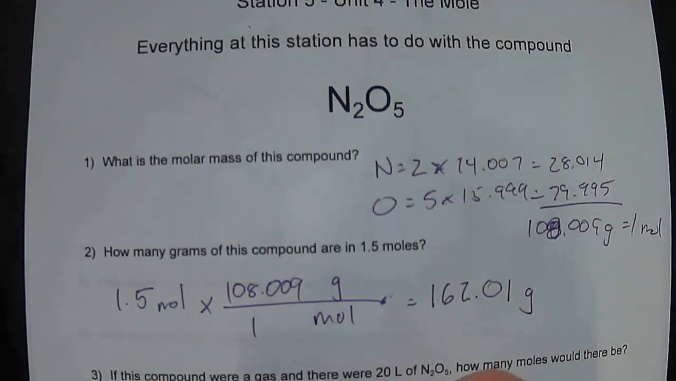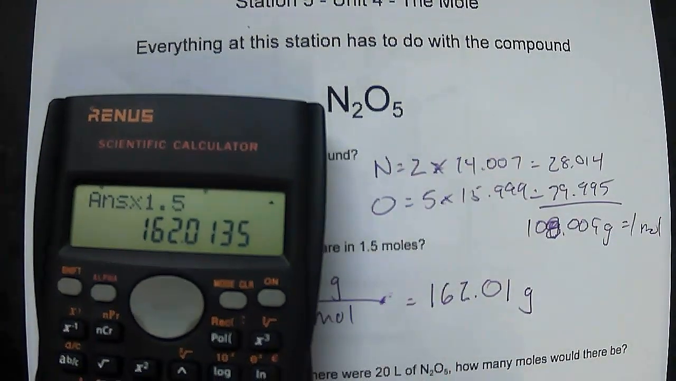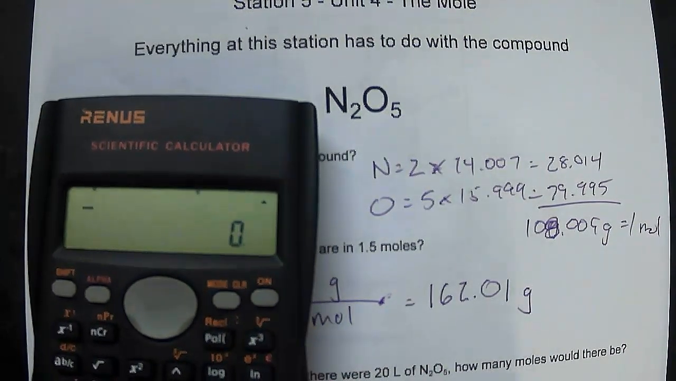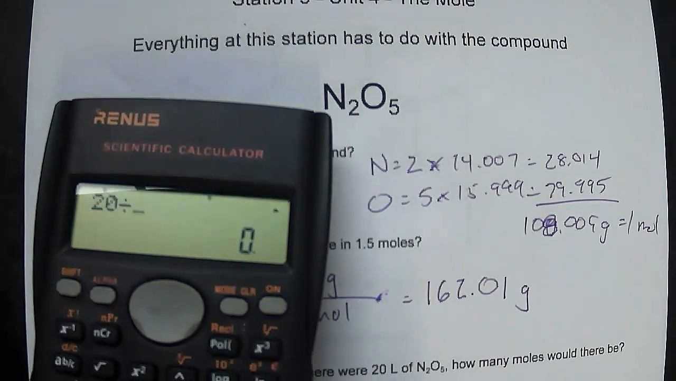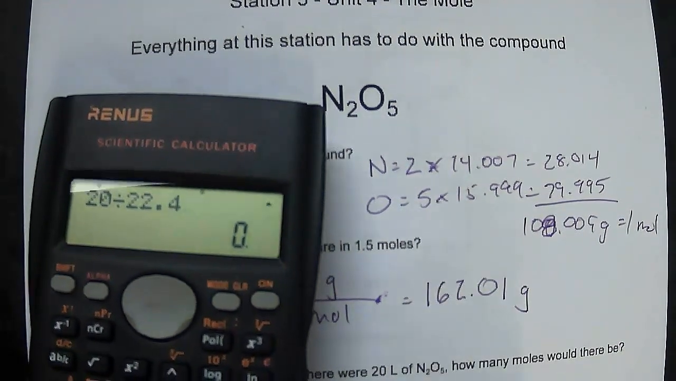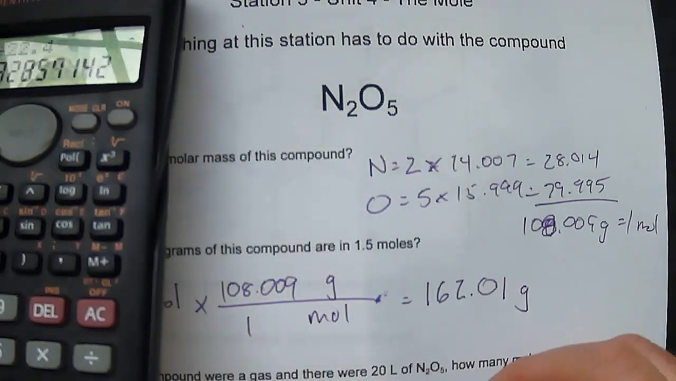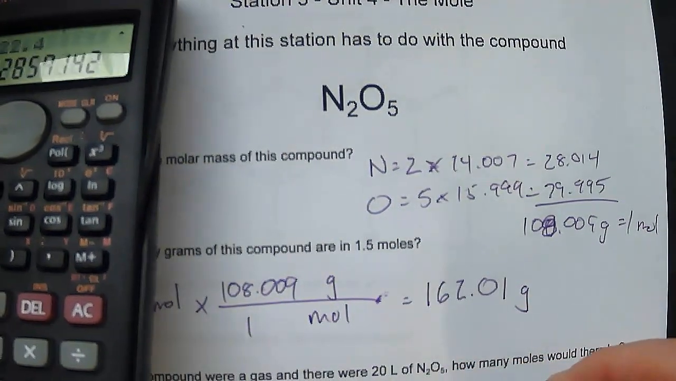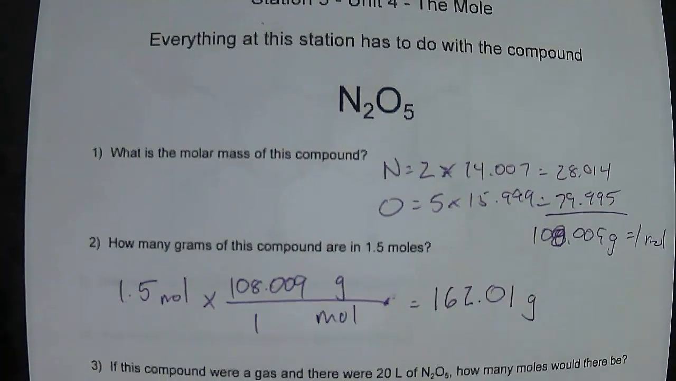Okay. This compound were a gas, so 20 liters, X line. How many moles? So liters on the bottom, moles on the top. 1 mole is 22.4 liters. Okay, so now we do math again. We do 20 divided by 22.4. We get 0.89 moles. Liters cancel.